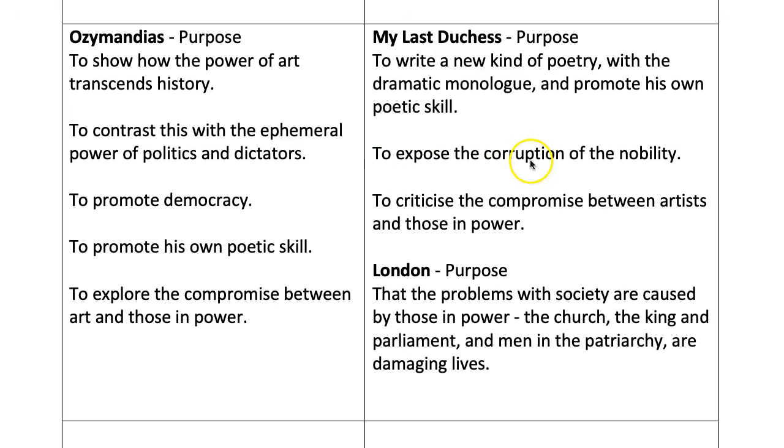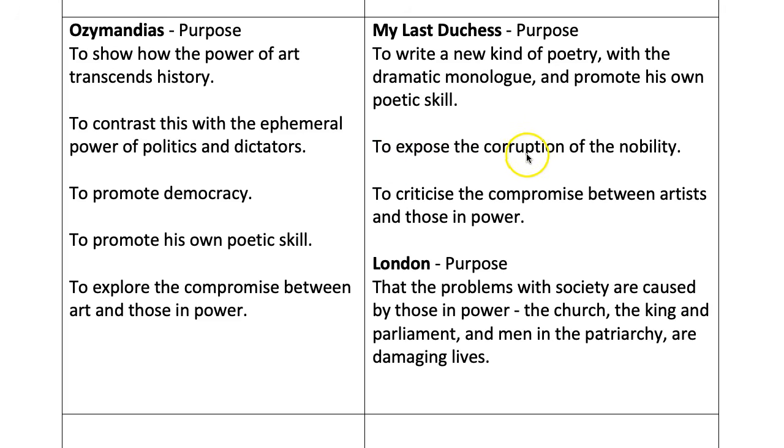He also wants to expose the corruption of the nobility, represented by the Duke, and it's also about the compromise between artists. Artists are named in this poem, they're invented artists, but Browning's point is rich men get great art created, but there's a great compromise in the artists themselves having to produce something that is, if you like, tarnished or corrupt.